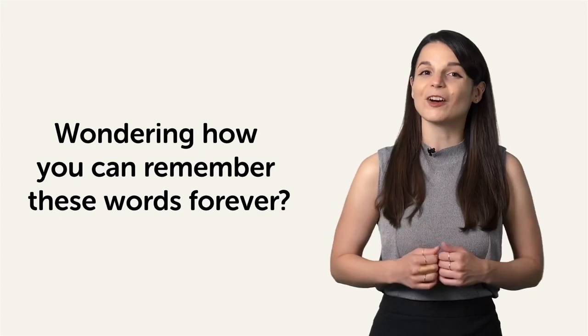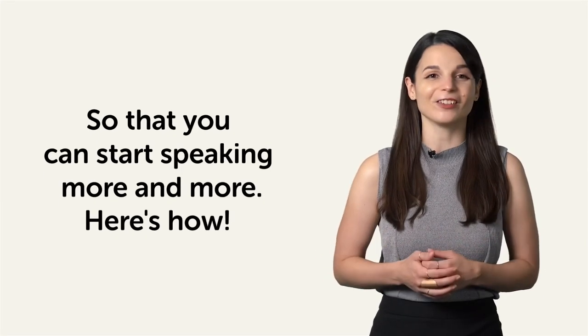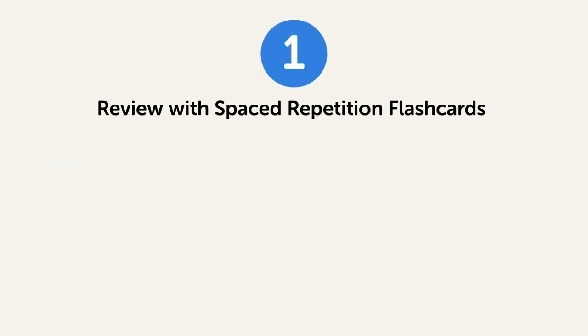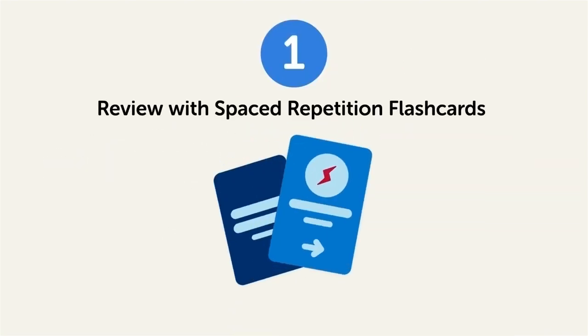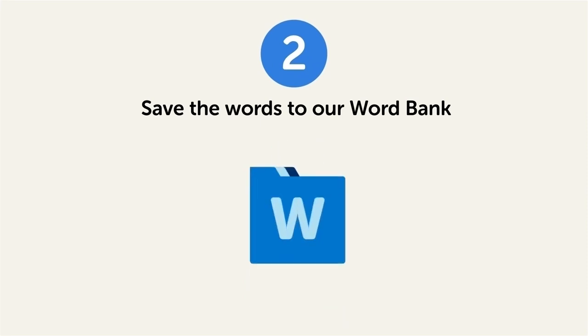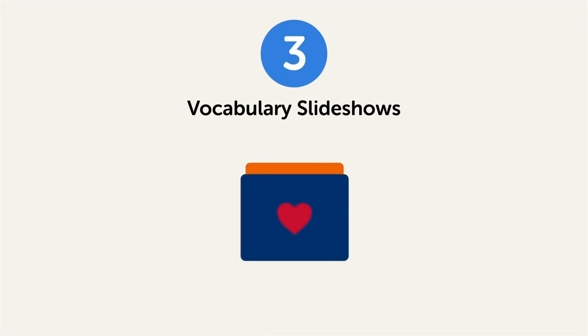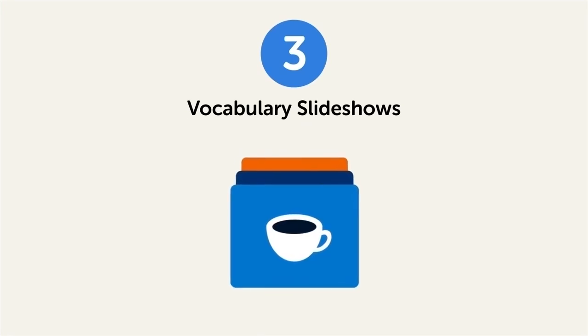Now, if you're wondering how to remember these words forever so that you can start speaking more and more, here's how. 1. Review them with our spaced repetition flashcards. Our flashcards will drill these words into your long-term memory. 2. Save the words to our word bank, your personal collection of words, where you can print out physical study sheets. And 3. Watch our looped vocabulary slideshows on repeat until you understand every word.